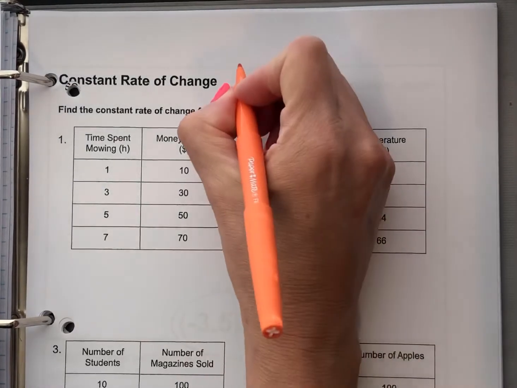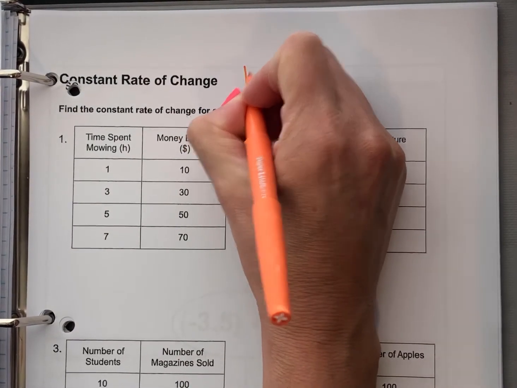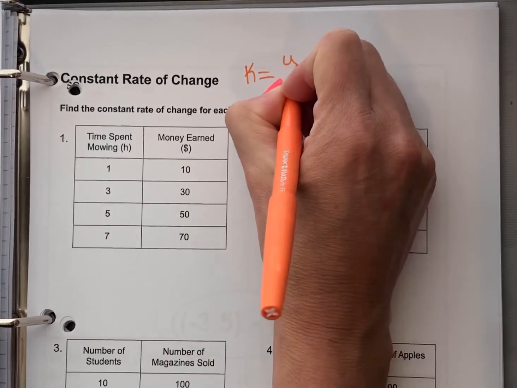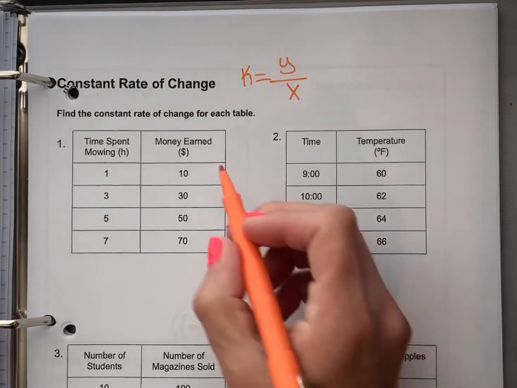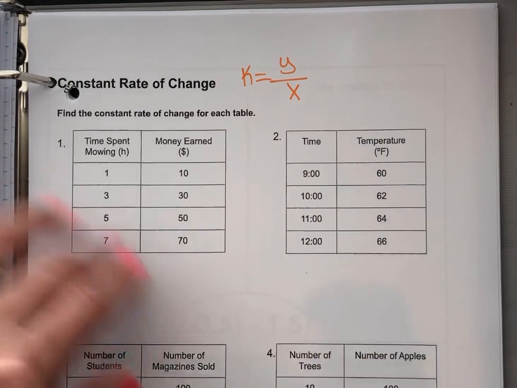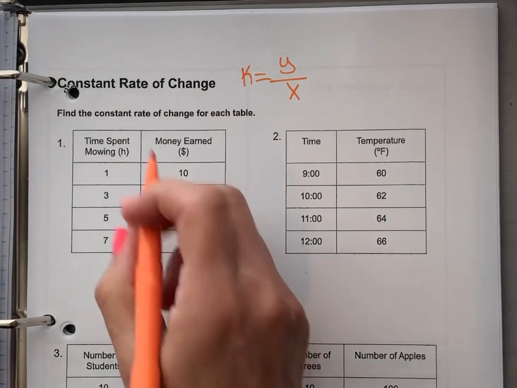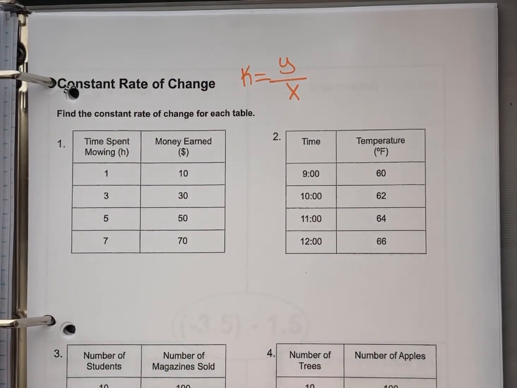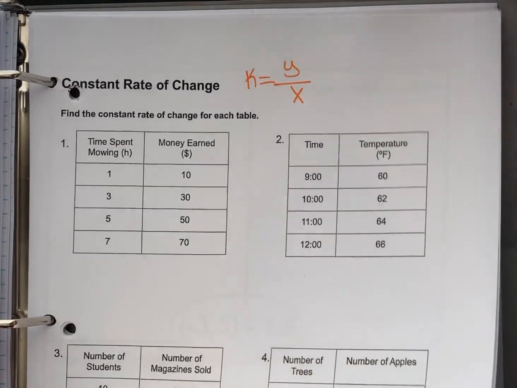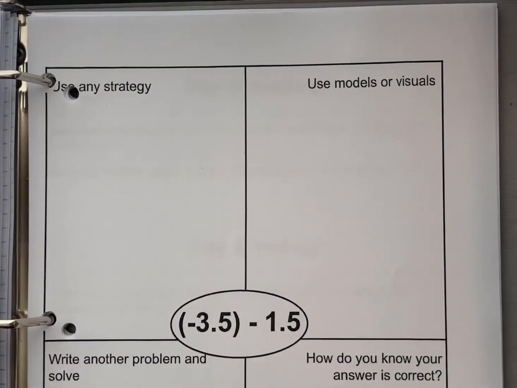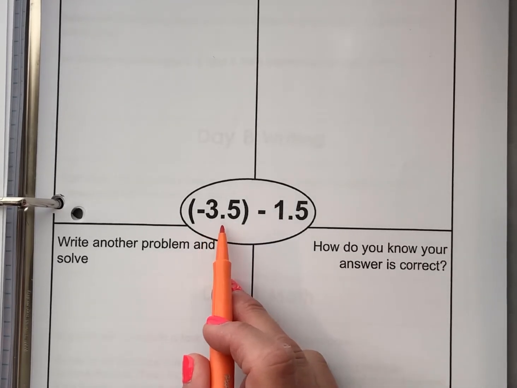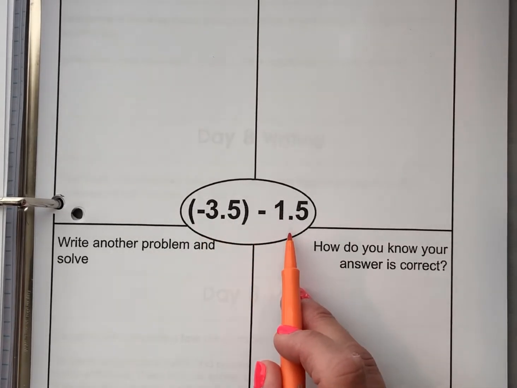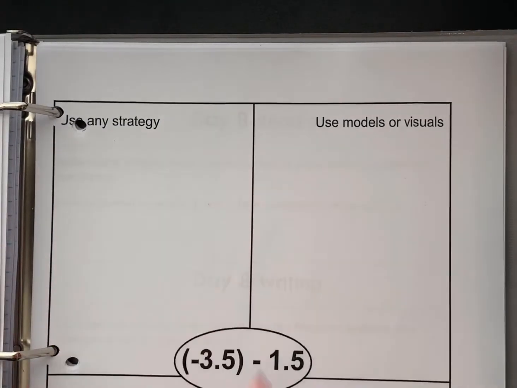And then how do we find our constant? That's your k. Constant equals y divided by x. If all of your rates are the same, then it's proportional, and then you have a constant. And then your last one, you have a negative 3.5, and you're subtracting 1.5. So use a strategy.